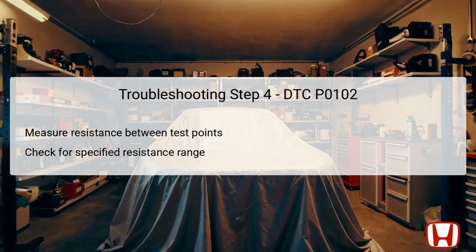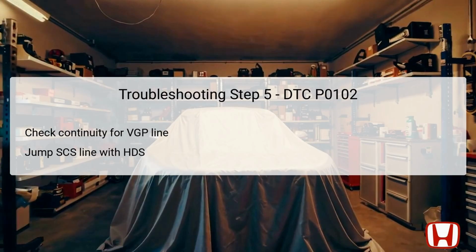affecting its integrity. In step 5, the focus shifts to checking continuity in the VGP line. First, ensure you've jumped the SCS service connector switch line using the HDS. This step is crucial as it allows for proper continuity testing without interference from other systems.